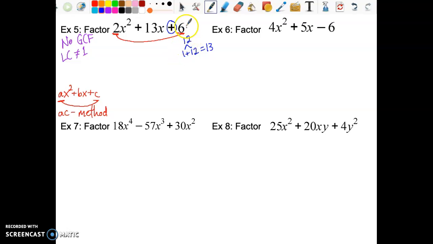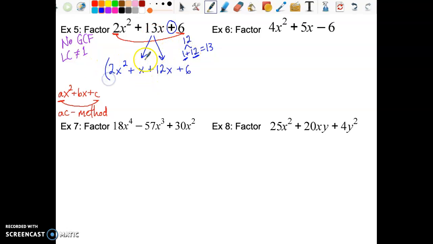So yes, there are other factors of 12, like 2 and 6, but that adds to be 8. 3 and 4 adds to be 7. So now what I'm going to do is just rewrite the problem. 2x squared plus 1x plus 12x plus 6. So I hope you realize where I got the 1x and the 12x. And the reason why that works is I'm splitting up 13 to be 1 plus 12.